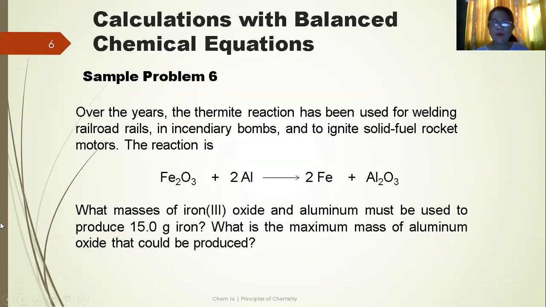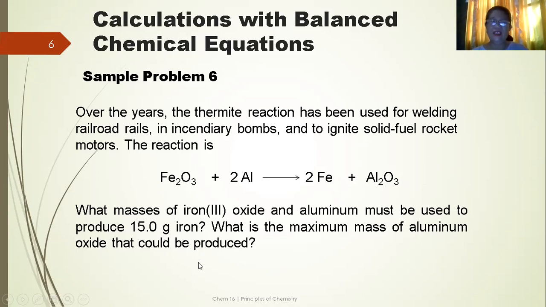Let's have another example. Over the years, the thermite reaction has been used for welding railroad rails, in incendiary bombs, and to ignite solid fuel rocket motors. So this is the reaction in solid fuel rocket motors. That is ferric oxide plus aluminum, is equal to, this kind of reaction is single displacement, wherein your aluminum will replace your iron because aluminum is more reactive than iron, to form aluminum oxide. Okay, be sure to balance the equation.